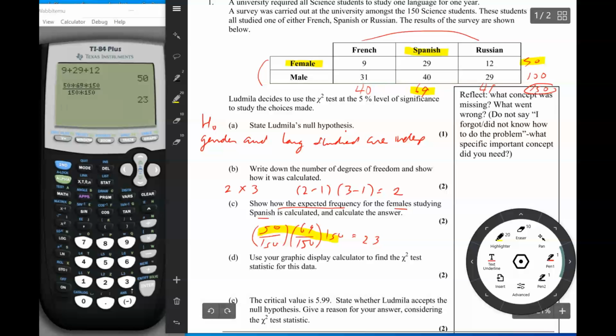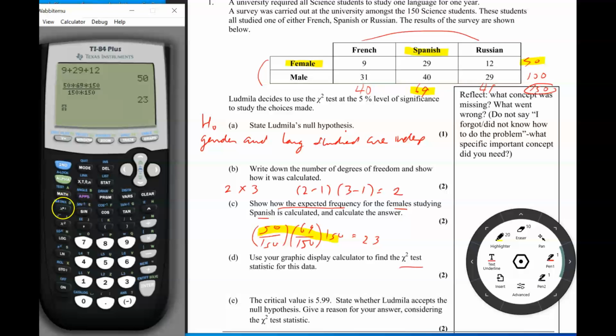And now we're going to use the calculator to calculate the chi-squared test statistic for the data, and the way we do that is we use matrix. So we go second matrix, edit, matrix A, and we're going to make a 2 by 3 matrix, and then we're going to put in all these numbers. So for example, 9, 29, and 12 is the first row, and you see that I'm not making an extra row or column for the subtotals. I don't need to put the subtotals in because the calculator calculates those automatically.